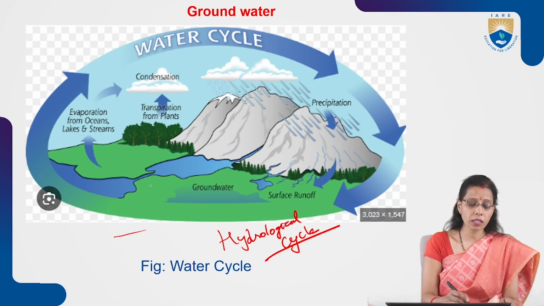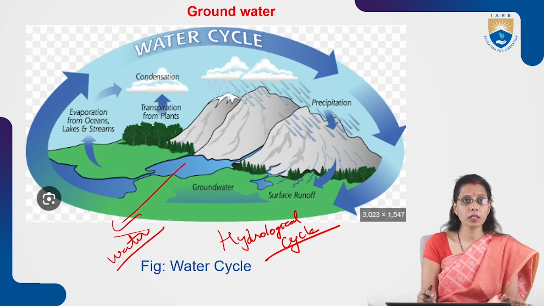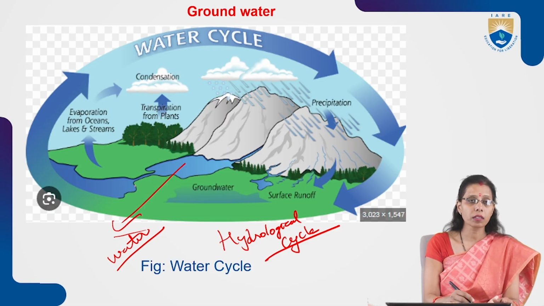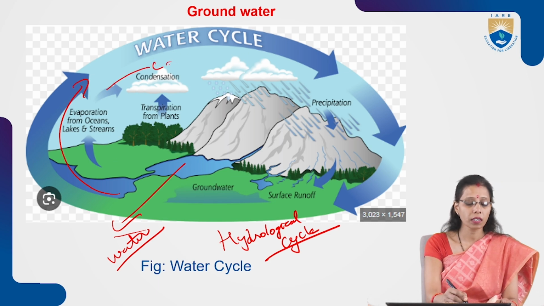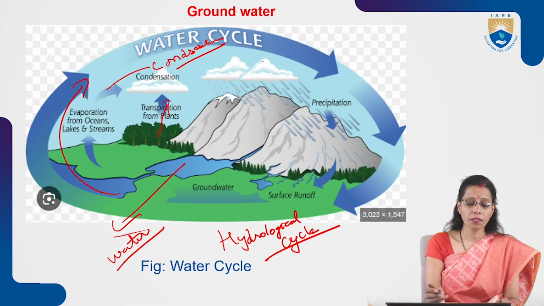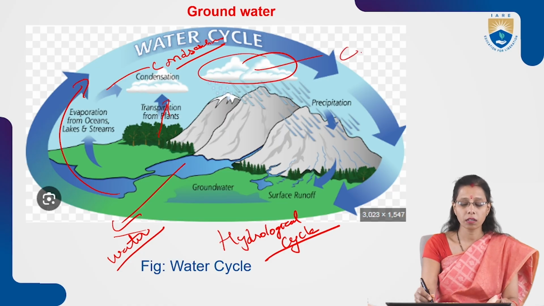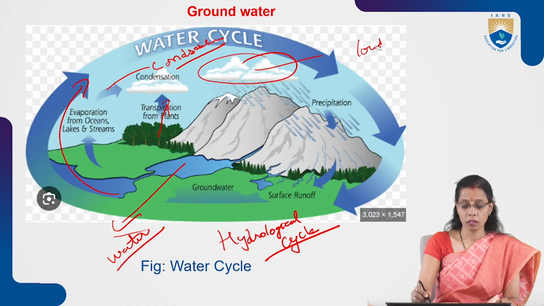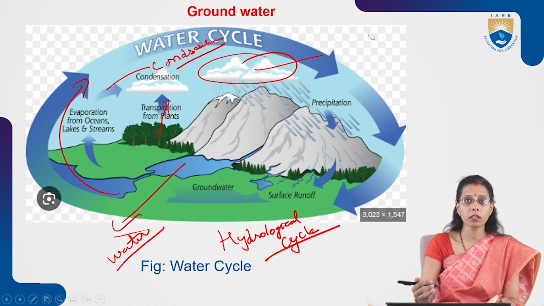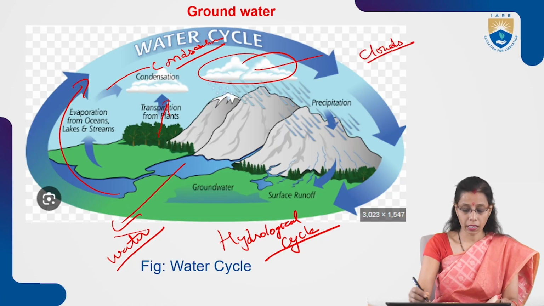So what is a water cycle basically? You can see here, water is already present on the earth's surface. From this surface the water is evaporated, then condensation will take place, and transpiration from the plants will take place. After that, when it cools down, it forms a cloud. That cloud will be precipitated down. These are the precipitation.